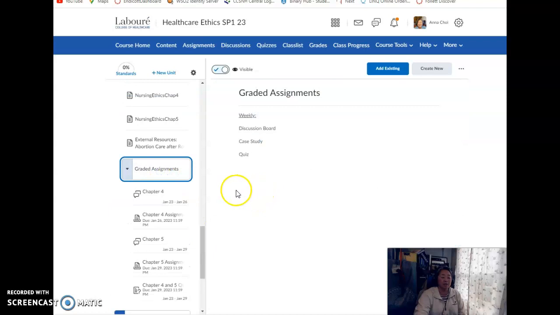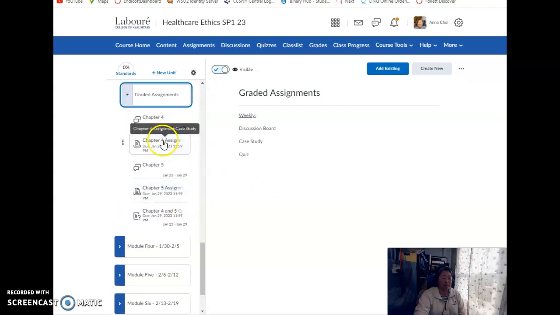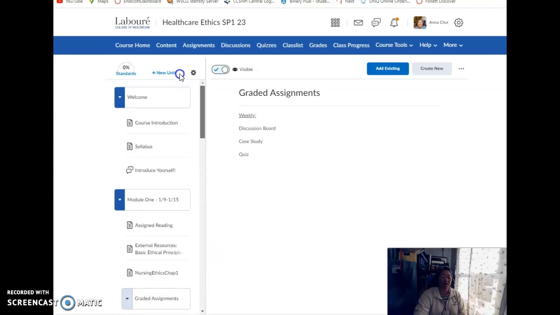So if you notice in graded assignments, you have all this stuff. Chapter 4, you've got to do the discussion. Chapter 4 assignment. Chapter 5 discussion. Chapter 5 assignment. Chapter 4 and 5 quiz. So for every module, you'll have an assignment per chapter, a discussion per chapter, and then a quiz. So there's a lot to do every week.